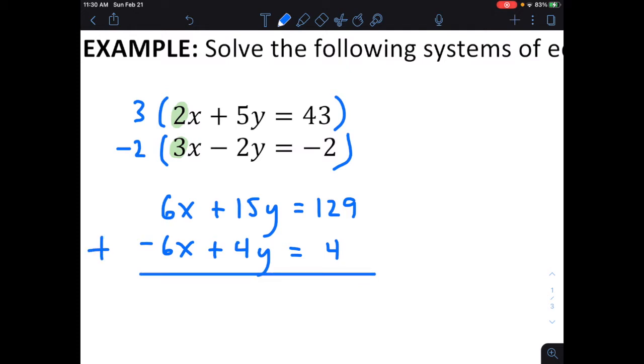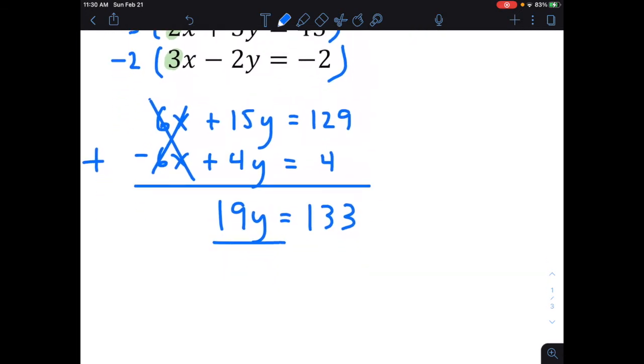All right, so I'm going to add these two equations together because I now have opposites. So the x's are going to be eliminated. 15 plus 4 is 19, so I have 19y. 129 plus 4 is 133. Well, now we have to divide 133 by 19. I'm going to guess that it might be the number 7. And I think I'm right. You can check with a calculator though, but I'm pretty sure it's 7. Okay, so y is 7.